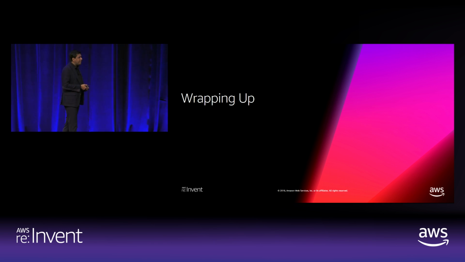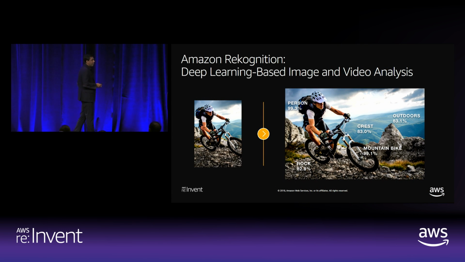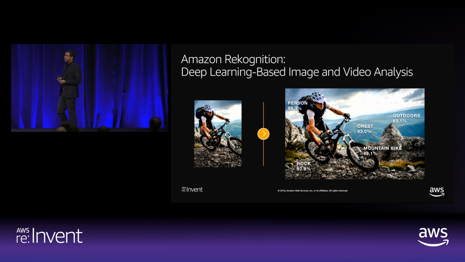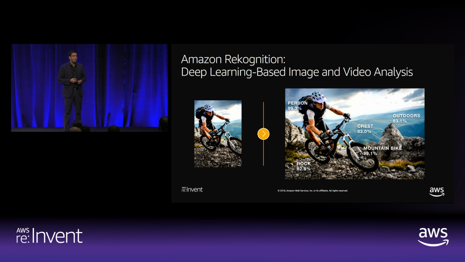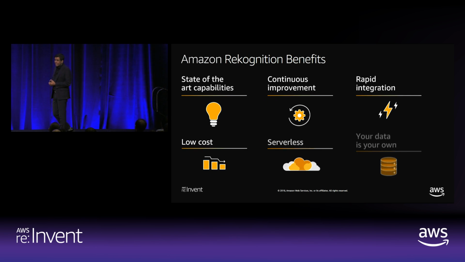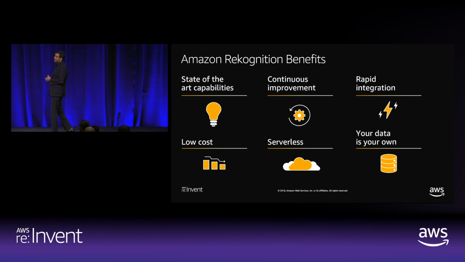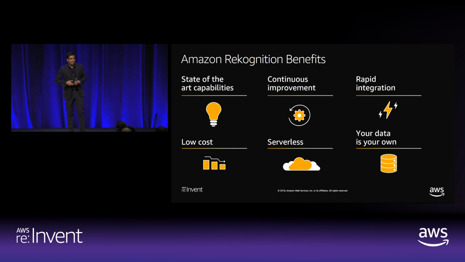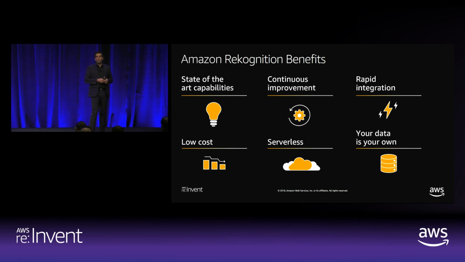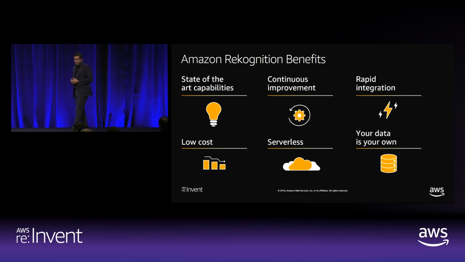So to wrap things up, as we started, Rekognition is a deep learning-based image and video analysis service. We are continuously improving this product. We are continuously adding new features. And if you have specific requirements, feel free to reach out to us. Let us know what your requirements are. Happy to support those. Some of the key benefits are that you are getting state-of-the-art capabilities, right? As Vanya talked about, the partnership with customers like Pinterest and others helps us keep moving the envelope forward and keep a state-of-the-art solution available for you.